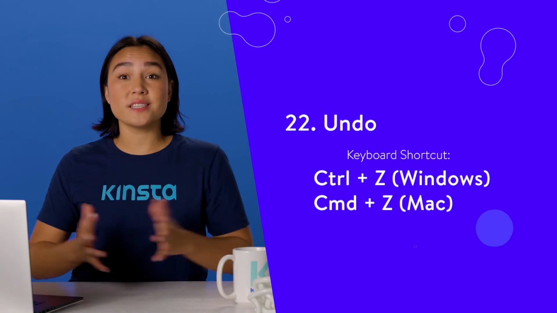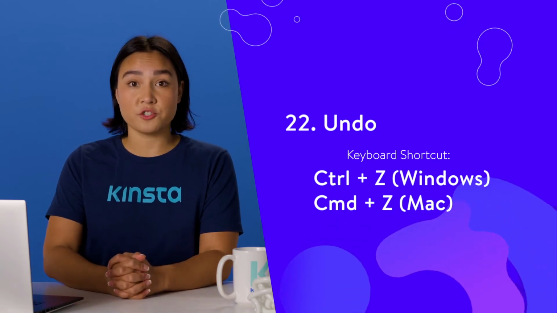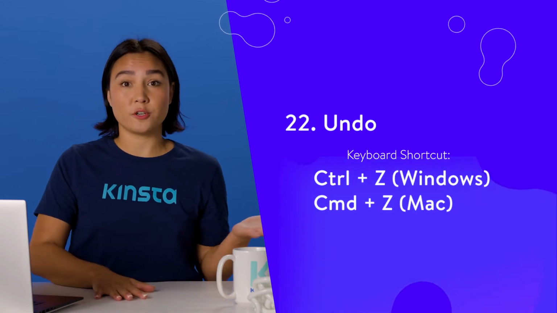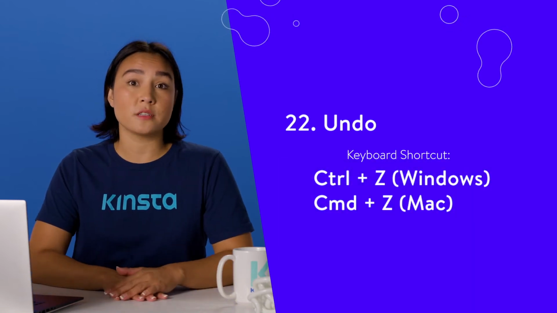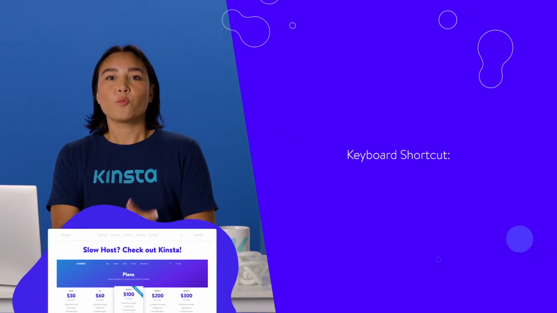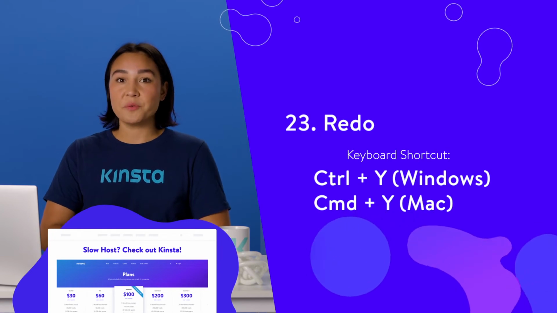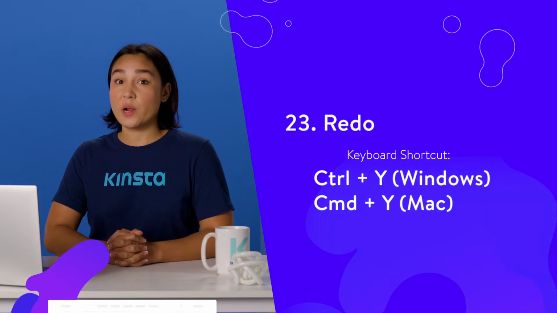Undo is always a useful shortcut to have at your disposal. It undoes the last action you took where possible. For example, if you accidentally moved an email to the trash, this shortcut will restore it to your Gmail inbox. Redo is the opposite of undo. When you use this shortcut, it redoes the last action you took where possible.